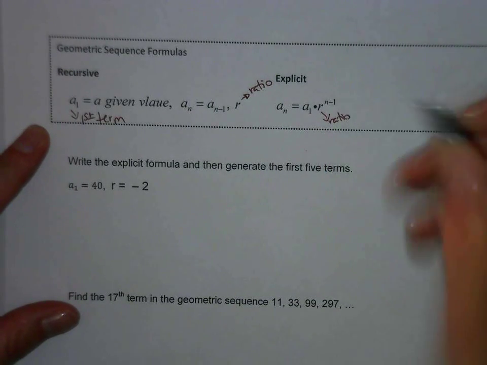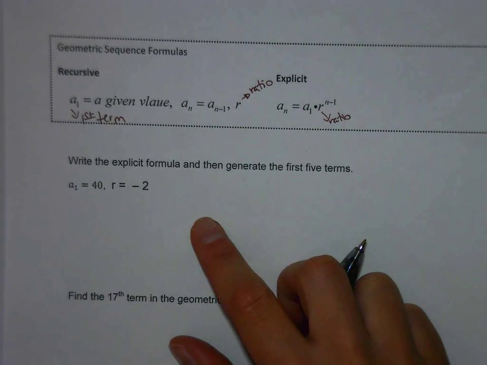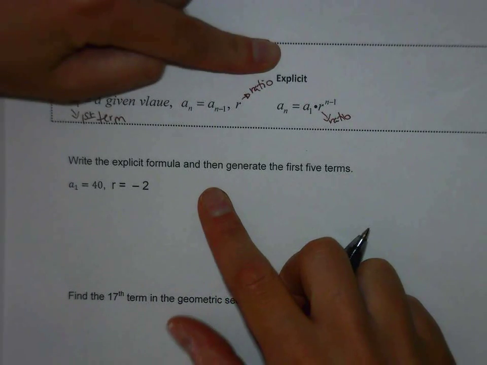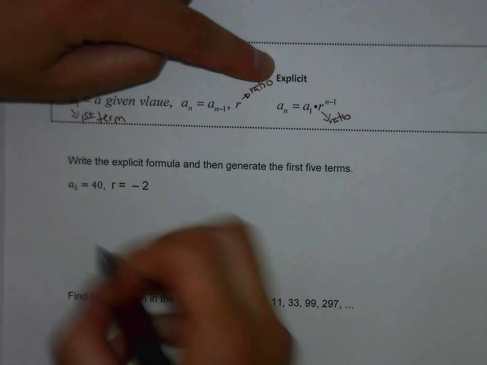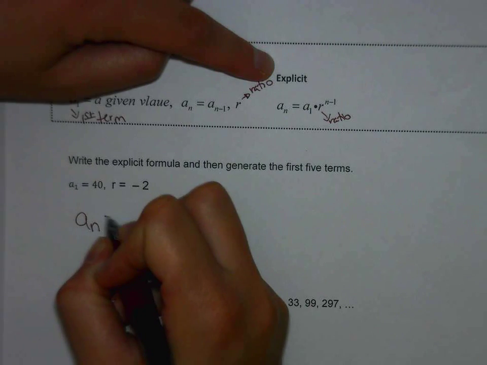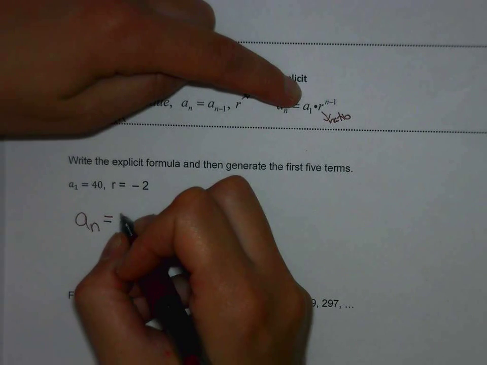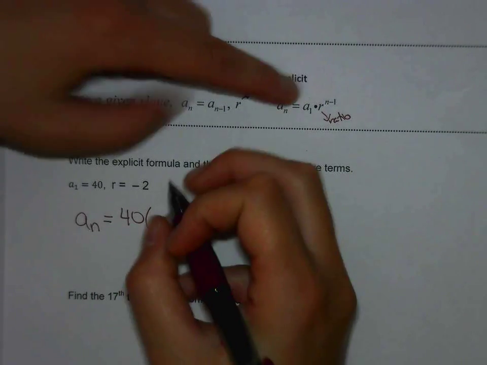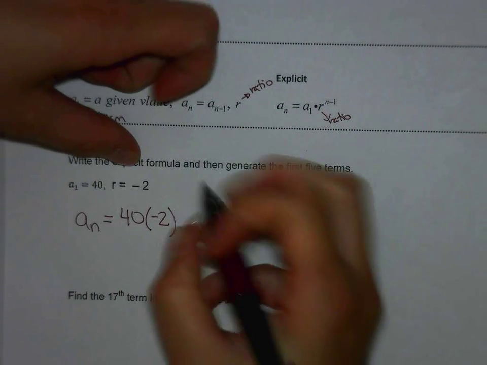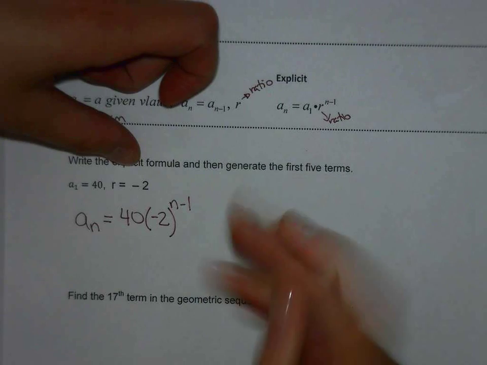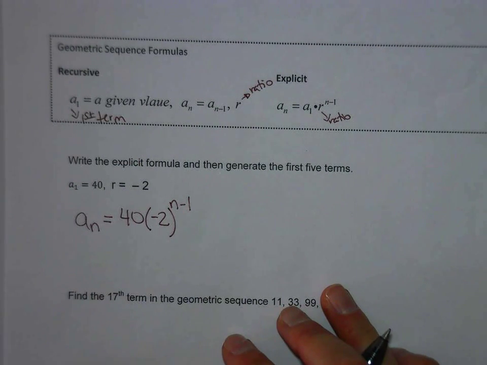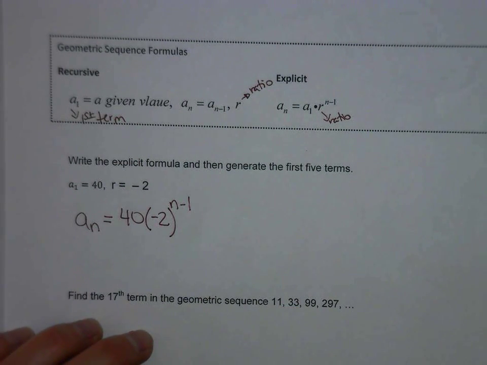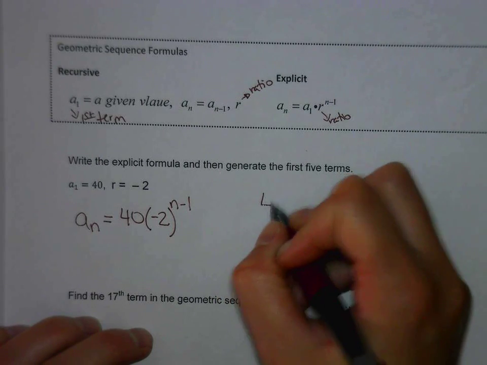So let's take a look at this first example. We want to write the explicit formula and then generate the first 5 terms. So we're going to have that A_n equals, our first term is 40, our ratio is -2, and we're taking it to the n minus 1 power. So that's our explicit formula. So let's find the first 5 terms. We know the first term is 40.